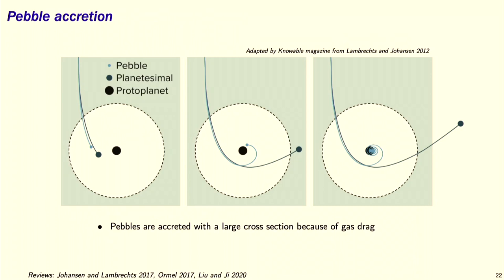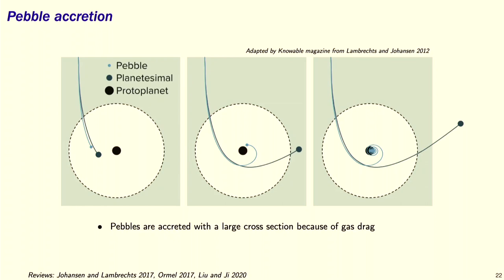Okay. So pebbles are basically important because they are accreted with a large cross-section because of drag. So that's illustrated in this cartoon here. You have a protoplanet in the center, and the black point here, that is a planetesimal. And the typical outcome is actually a gravitational scattering event whenever it enters the gravitational sphere of influence. Only when it would come very close and geometrically collide with the central body, you would accrete something.